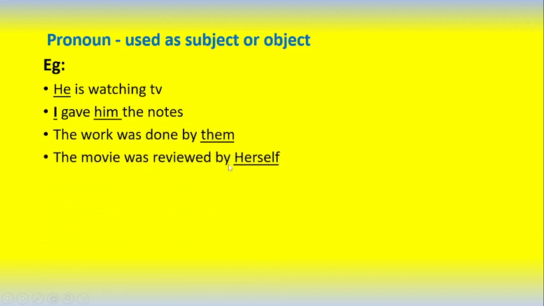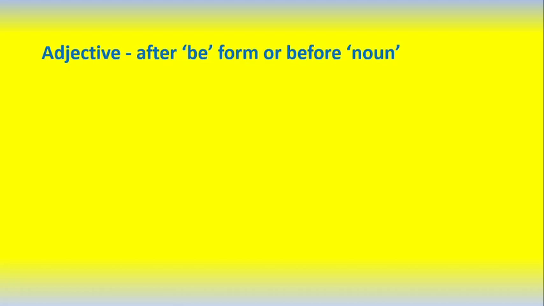The movie was reviewed by herself. Okay, all reflexive pronouns are pronouns. So the movie is the subject here and herself is the object. So herself is a pronoun used as an object in a sentence. So this is how we use pronouns in the place of the subject and also in the place of the object, same as a noun. Now let us see how we can use an adjective.